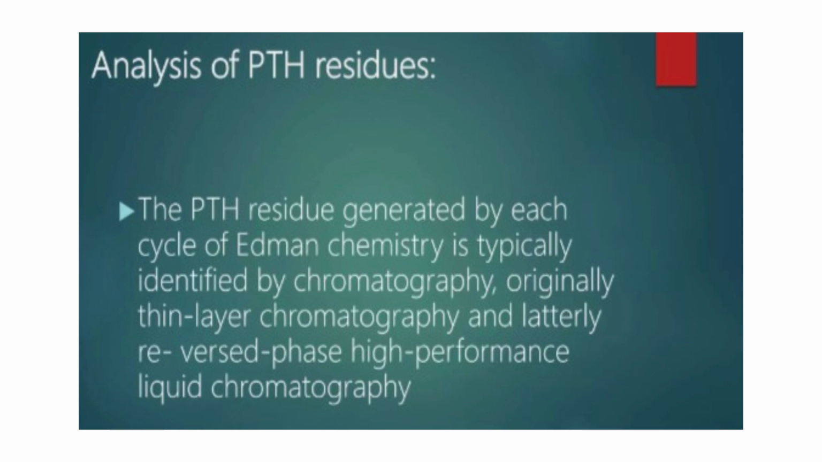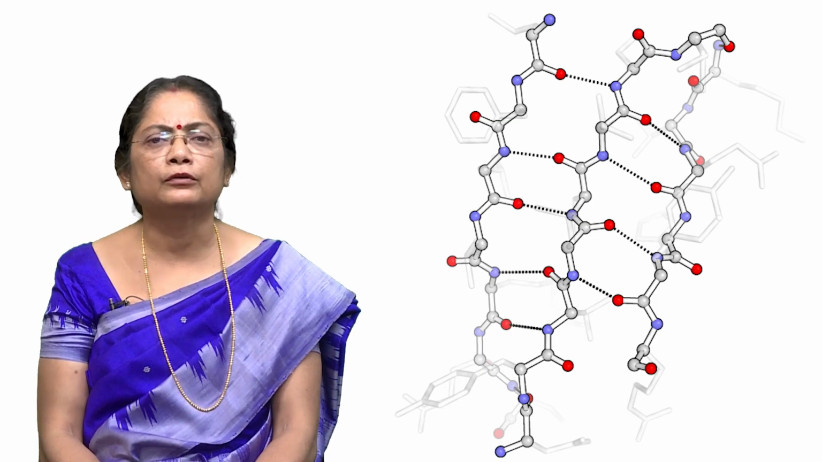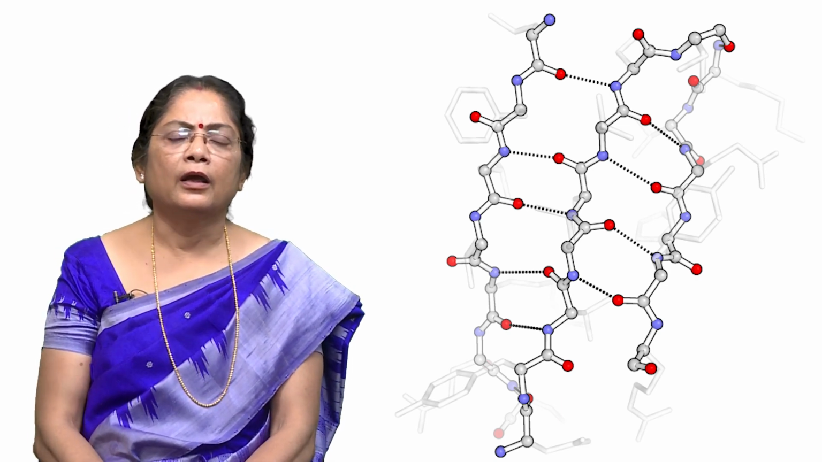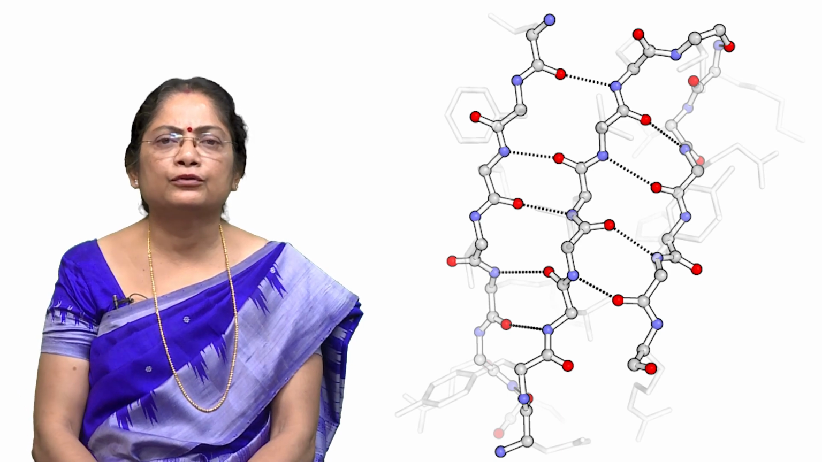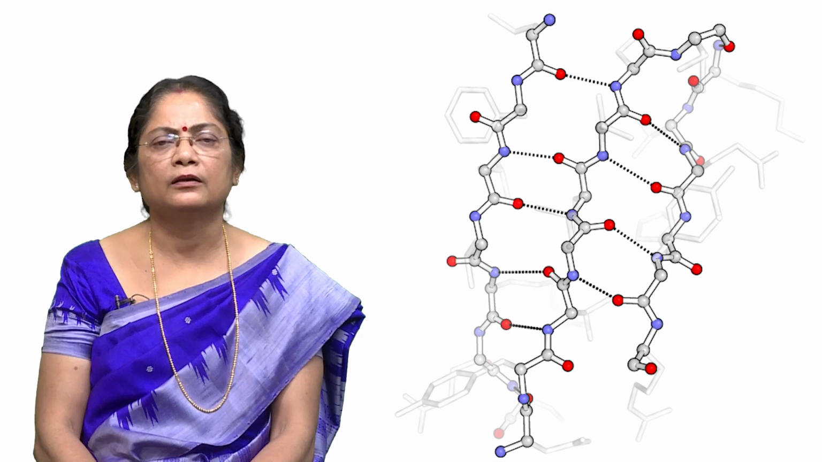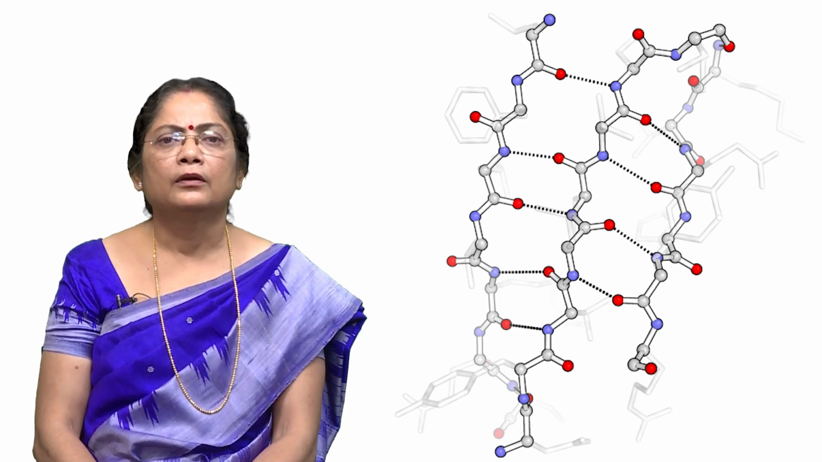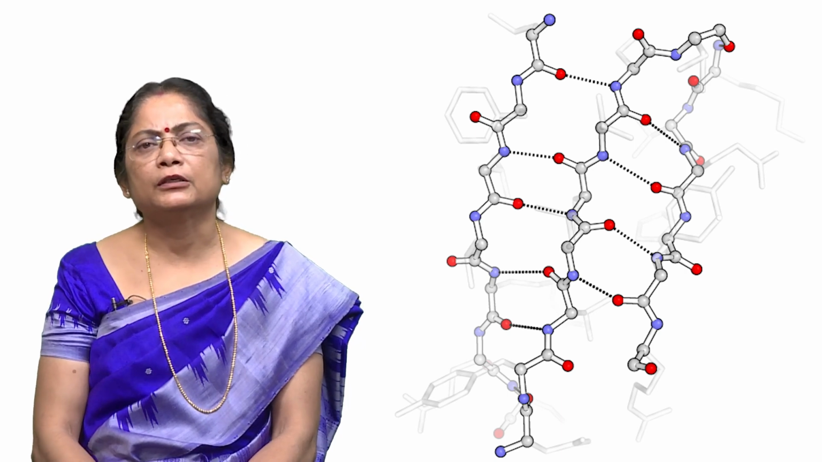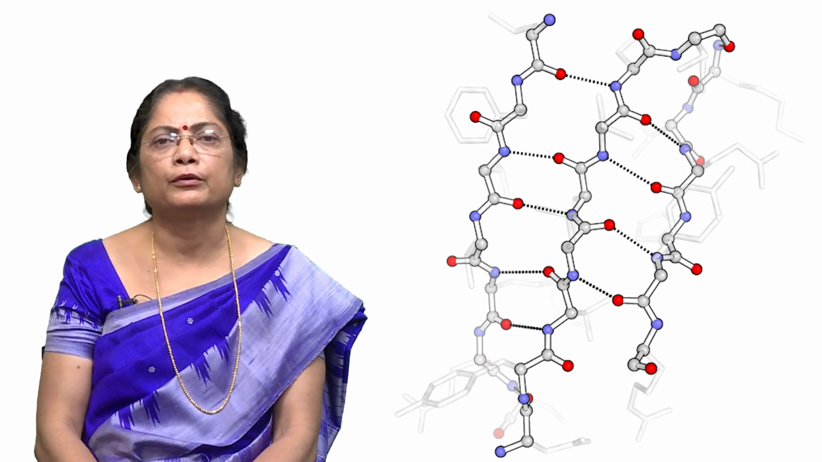Now, to isolate and identify the amino acid, originally thin layer chromatography was used, and lately reversed phase high performance liquid chromatography. These are the techniques by which the amino acid, which has been cleaved and converted into a more stable form, can be analyzed, so that we can characterize each and every amino acid of this polypeptide chain. Now, structure determination. So, this was the sequencing of amino acids.